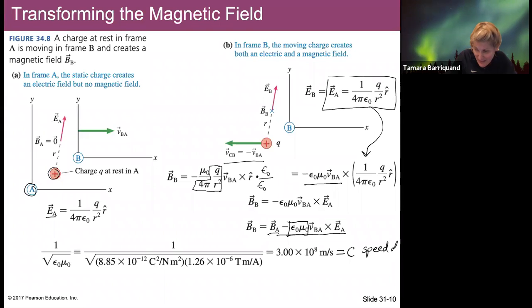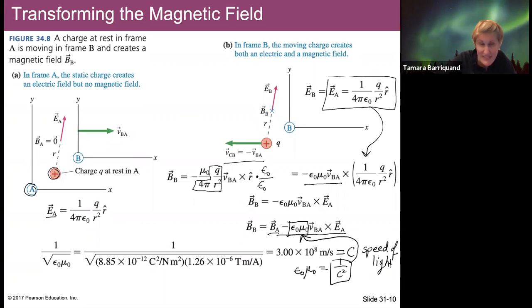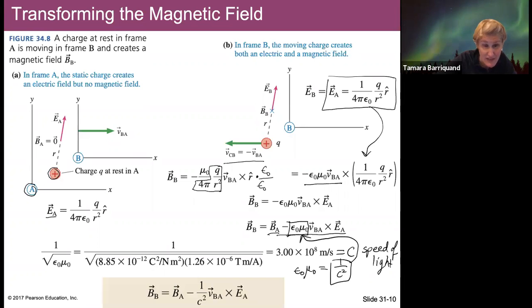So putting this in for our term here, if I want to solve for epsilon naught mu naught, epsilon naught mu naught is going to be equal to 1 over c squared. So I can put this in right here. And I see that my transformation for the magnetic field is equal to B sub A minus 1 over c squared V sub BA cross E sub A.